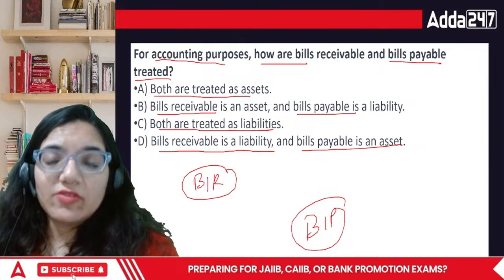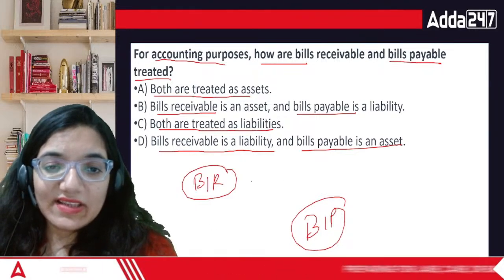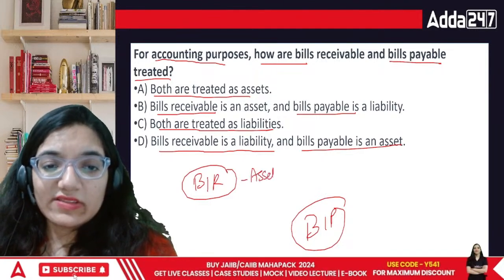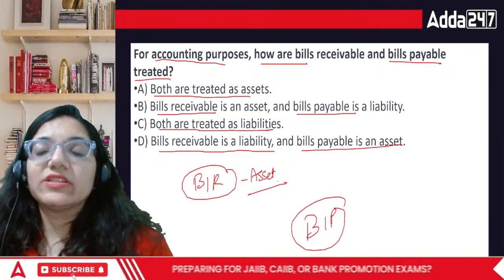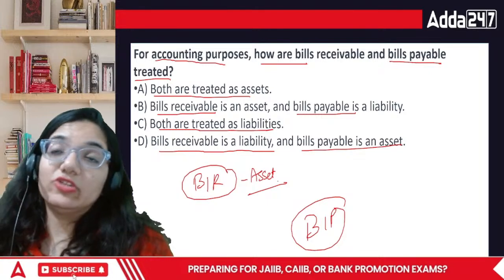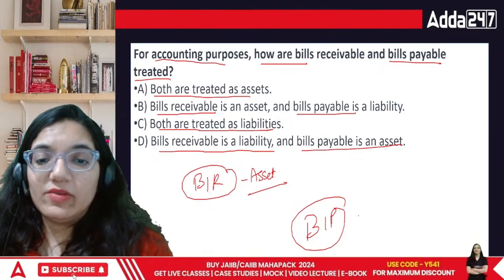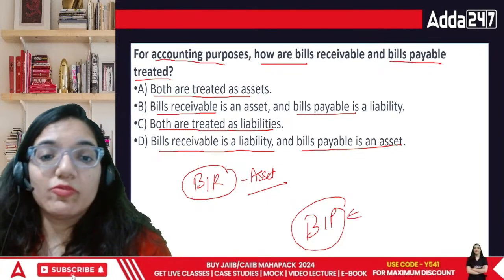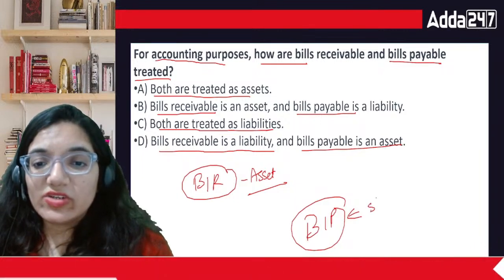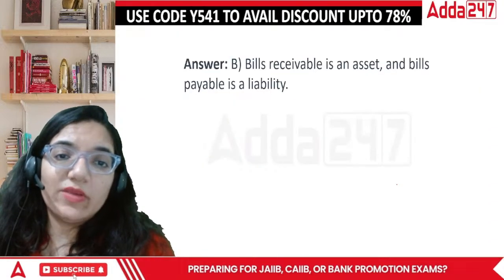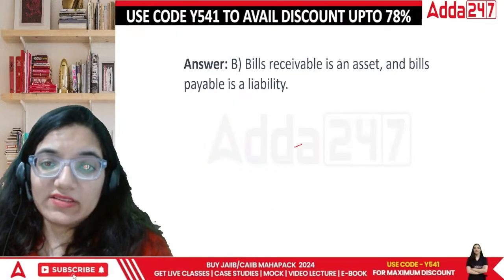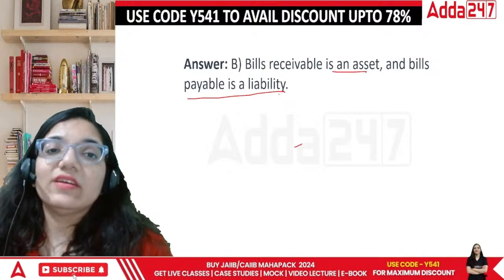Bills receivable means you have to receive money from someone. Technically, this is an asset. We are chilling that someone is supposed to pay to me. So I'll be in a relaxed mode. The other person has to pay me. He is supposed to pay me. And then we have bills payable, when I have to pay to someone. So it's a stress. So in this case, the correct answer would be bills receivable is an asset and bills payable is a liability.